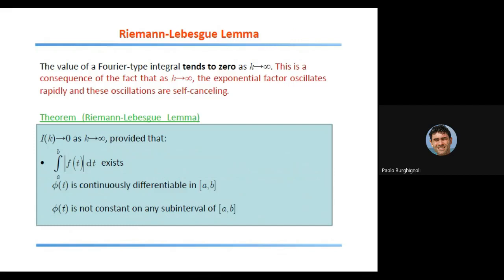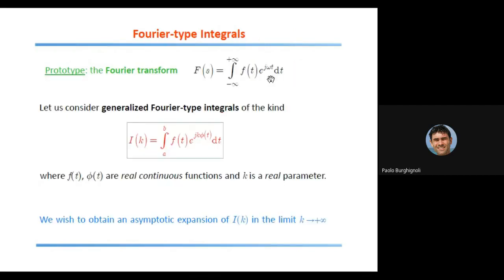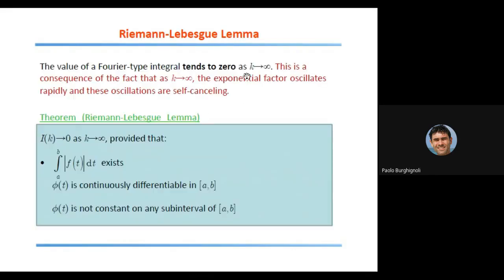Why is this true? Well, the intuition is that when the parameter k becomes large, the exponential inside the definition of the Fourier transform, which is an oscillating function, oscillates so fast that there is a lot of cancellation between the higher and lower parts of those oscillations, which are self-canceling.